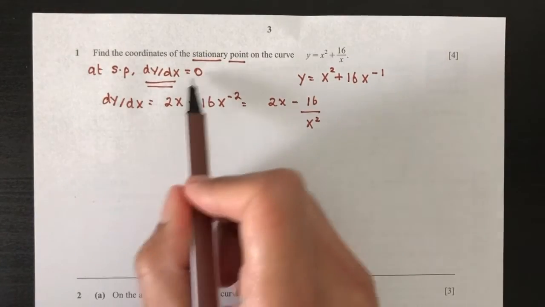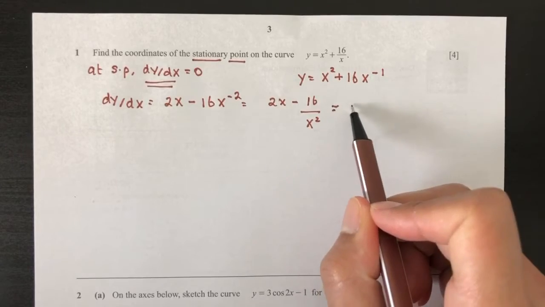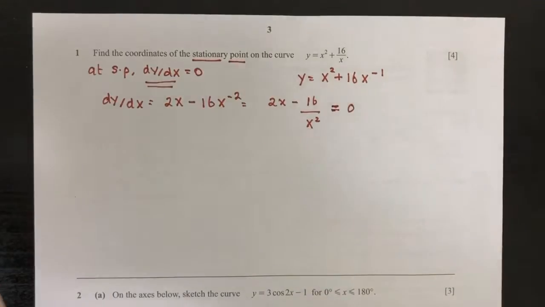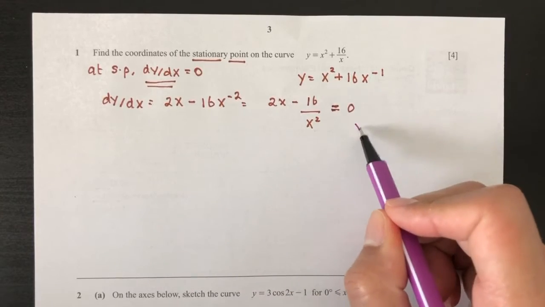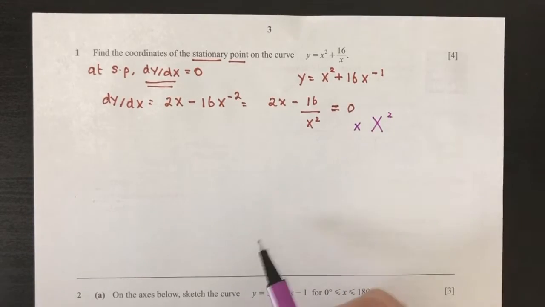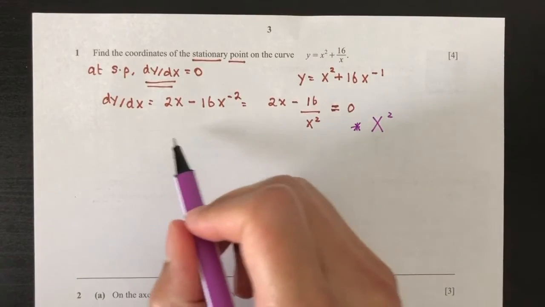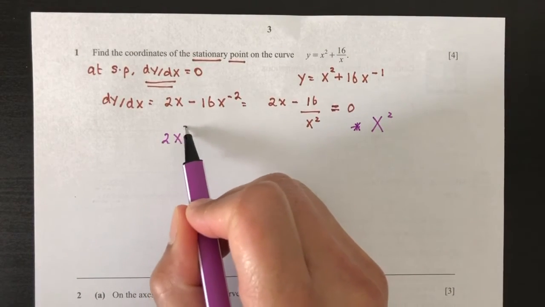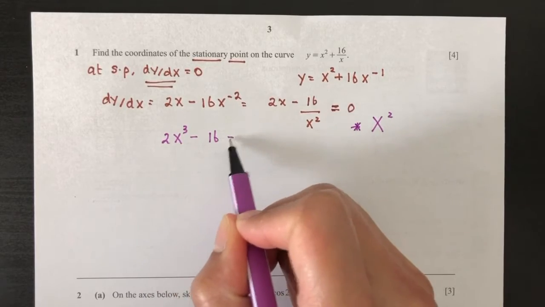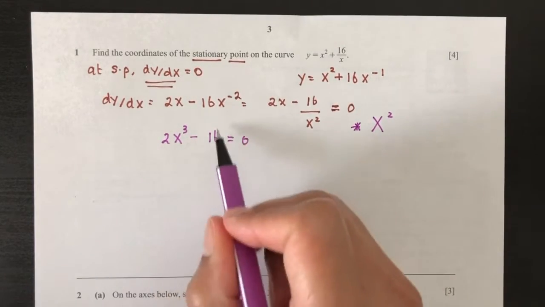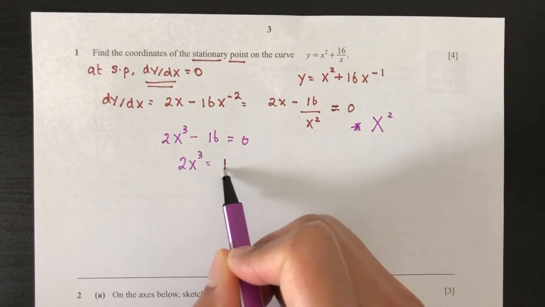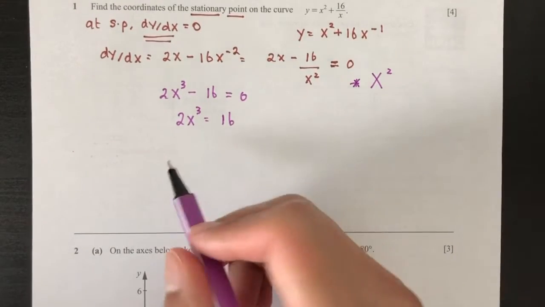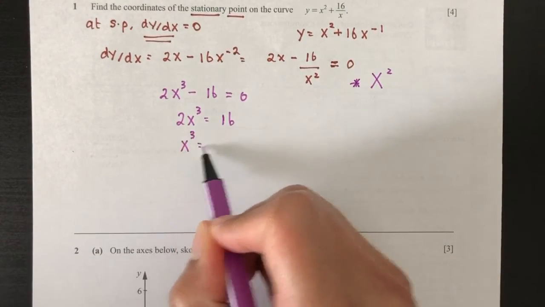Now we have to equate this to 0 to find the point. Now we have to eliminate this thing. If you want to eliminate this, you have to multiply everywhere by x squared. So let's do that. You will have 2x cubed minus 16 equal to 0. Now we send this one on this side. You will have 2x cubed equal to 16. Now divide by 2, you will have x cubed equal to 8.